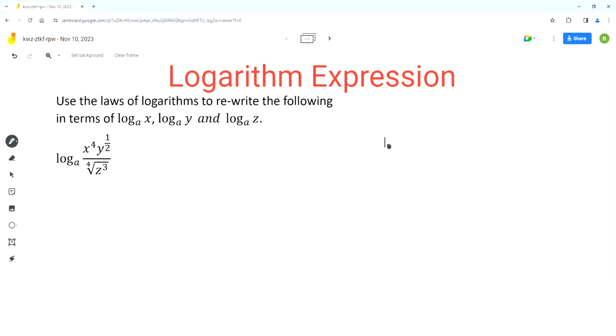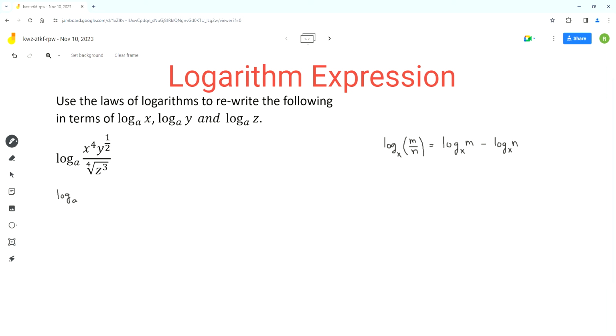So log of m over n to the base x can be written as log of m to the base x minus log of n to the base x. So the base of the log terms stay the same. Instead of writing it as a fraction, we subtract these two log terms. So we will use this law here to first break up this fraction into two log terms.